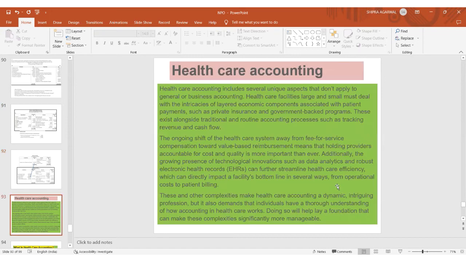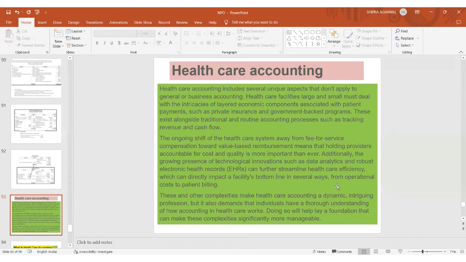Now, whenever we are talking about healthcare accounting, do remember that healthcare accounting includes several unique aspects which will not apply to any general or business accounting, right? Because whenever we are talking about these healthcare facilities, no matter whether it is a large organization or a small one, it has to deal with certain intricacies related to the layered economic components, because they are associated with the patients, their payments, then private insurance, government-backed programs. So all these things are to be taken care of in their day-to-day working, right?